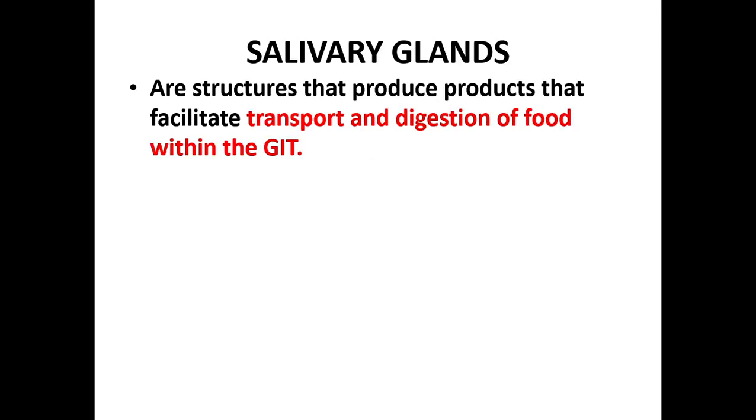Let us now go into the salivary glands of the body. So we have already a background of the different glands in the body, and for the salivary glands, let's try to see what types of glands are involved. Salivary glands are structures that produce products that facilitate transport and digestion of food within the gastrointestinal tract.